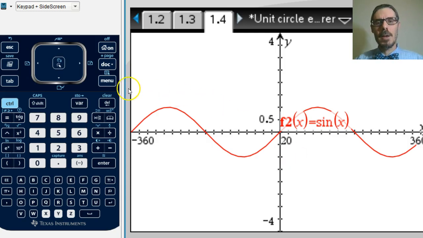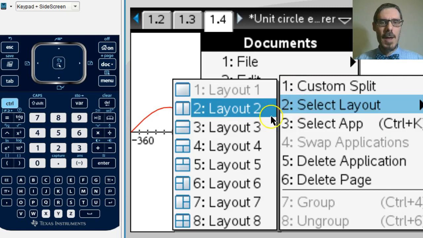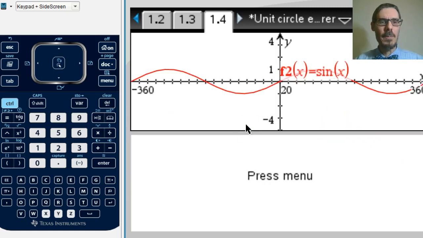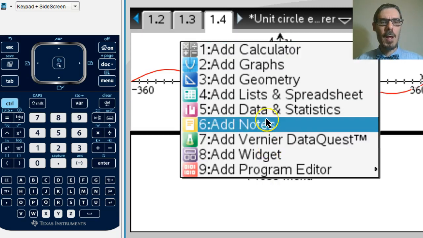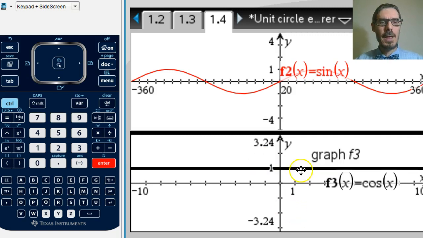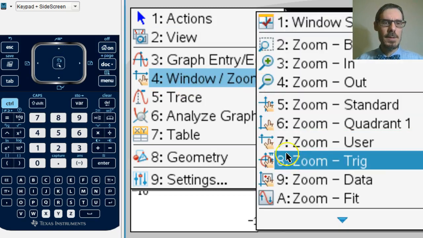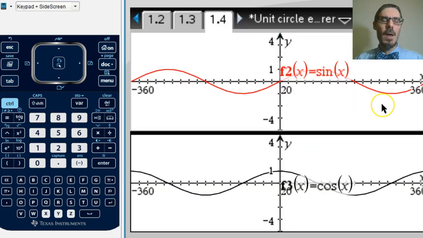Now, I'm going to go Doc, Page Layout, go back to the same layout I had before, and in the bottom one, I'm going to add another graph, and I'm going to graph cos x. Again, it doesn't look beautiful at the moment because the window's wrong. Menu, Window, Zoom, Trig.